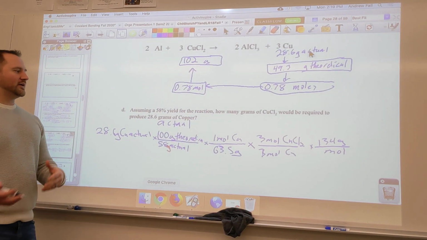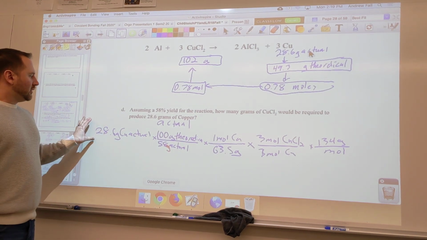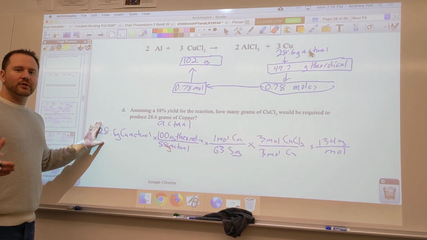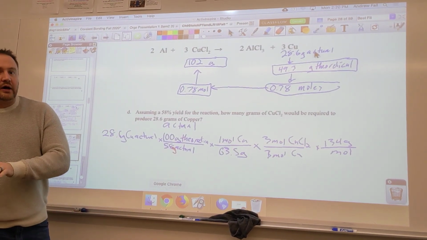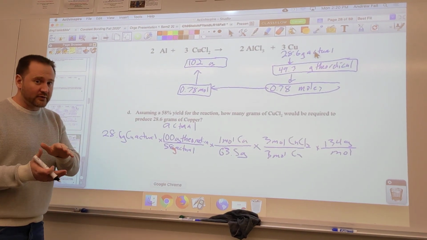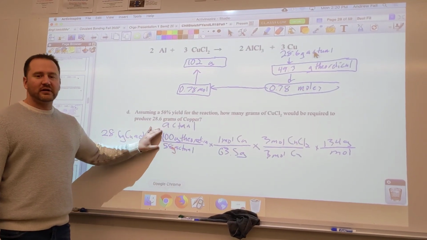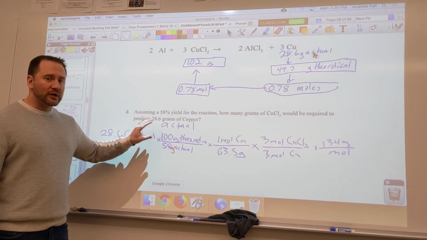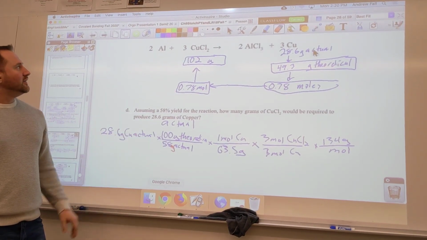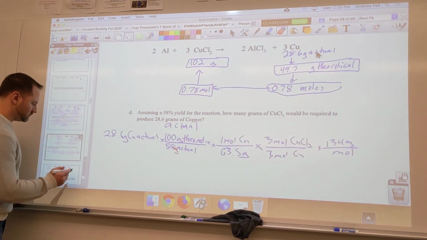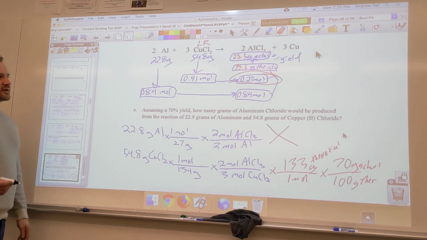So in this problem, you were given a percent yield, and whenever you're using percent yield, it's really a relationship between what you actually get for a product out of what you should have gotten for a product. So if you're going to use the percent yield as a conversion factor, only apply it to the product. Don't try and apply it to a reactant. Okay? In the next problem, we're going to use percent yield again.